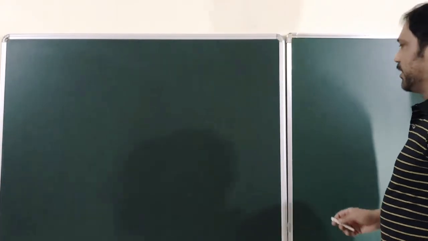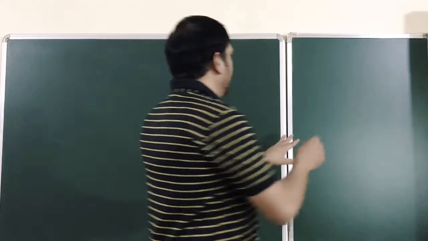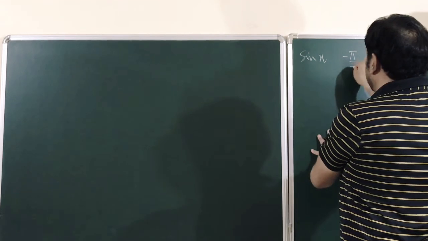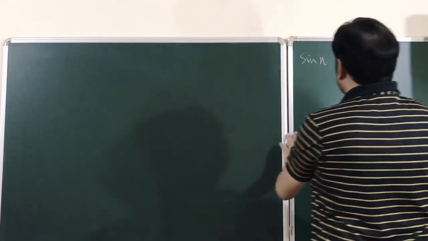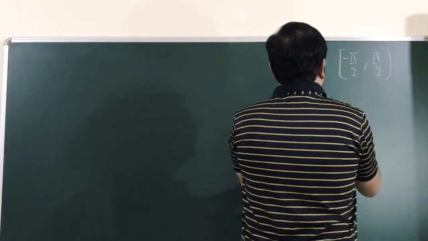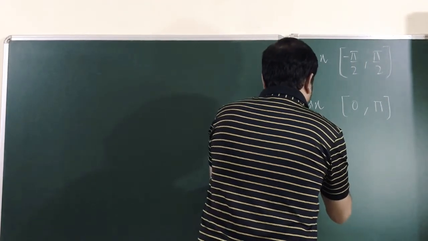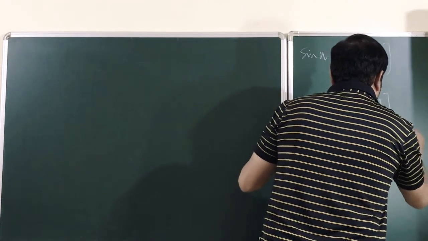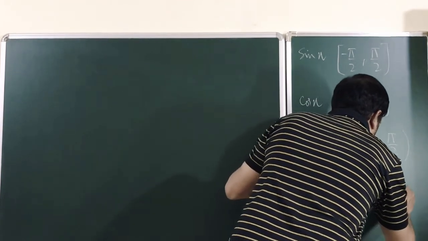So the principal domain which I explained in the first lecture, where we study the inverse of these trigonometric functions. For sin x I told you it is minus pi by 2 to plus pi by 2, closed interval, and for cos of x it is 0 to pi. For tan of x it is open interval minus pi by 2 to plus pi by 2. For cot of x it is open interval 0 to pi.